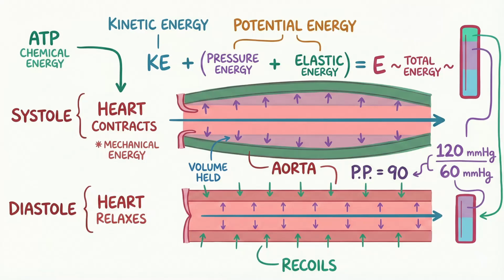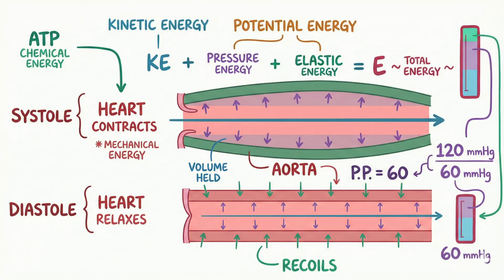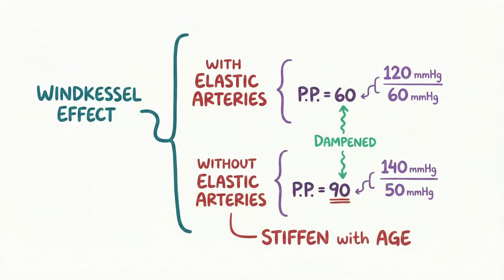Now, during diastole, the elastic walls recoil or snap back, moving that blood that was held during systole out into the circulatory system, and that stored elastic energy gets converted back to pressure energy and kinetic energy. So now pressure energy gets added, yielding a pressure of, say, 60 millimeters mercury, which means the new pulse pressure is lower, 60 millimeters mercury. So with elastic arteries, the blood pressures are 120 over 60, with a difference or pulse pressure of 60 millimeters mercury. And remember, without the elastic properties, it was 140 over 50, with a pulse pressure of 90 millimeters mercury.